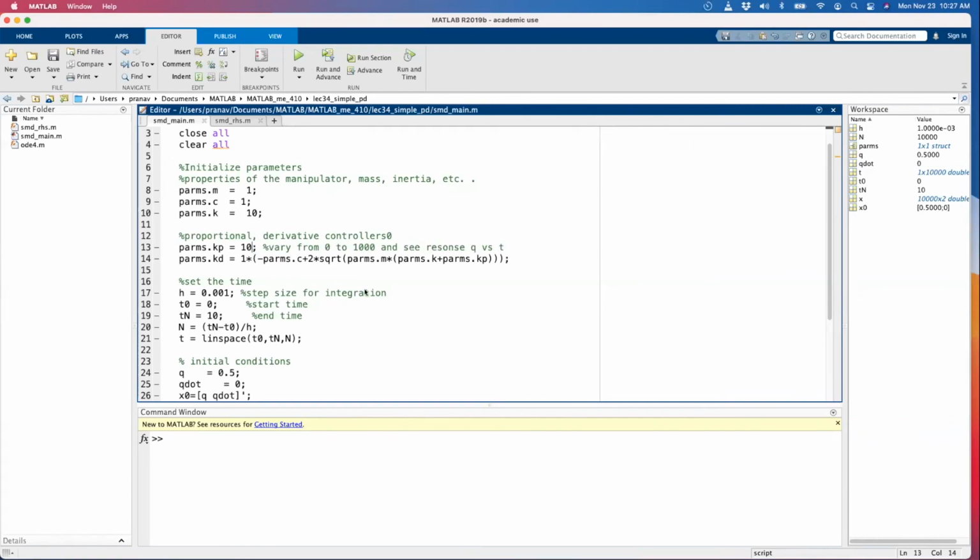The other place where this will not work is when you have noise in the system. When there's noise, if you keep increasing the gain, the noise will get amplified and drive the system to be unstable.